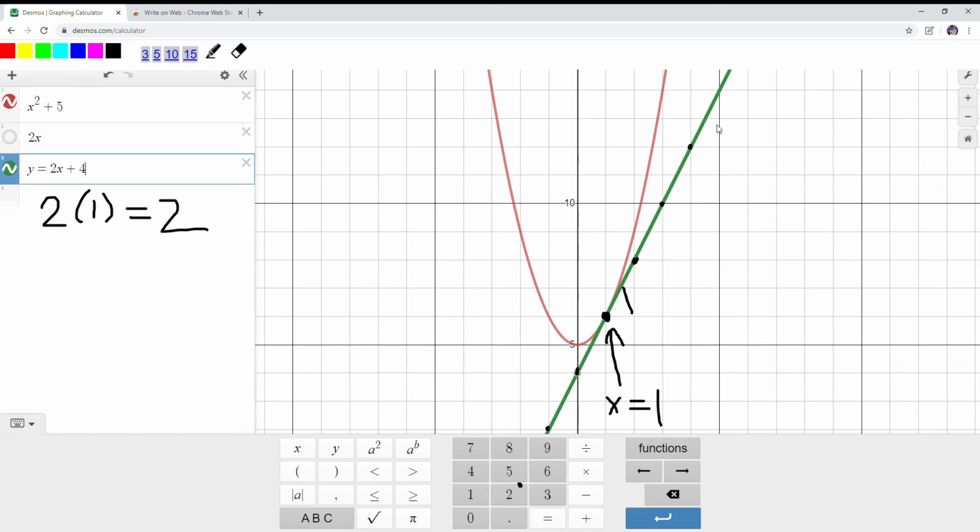So what we're going to do is we see that we just chose that one number and it worked for us.